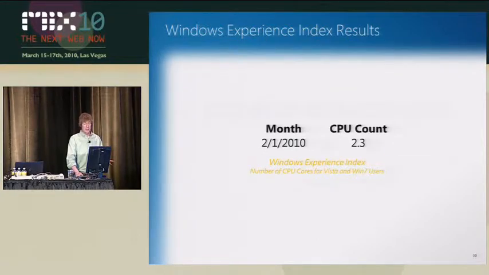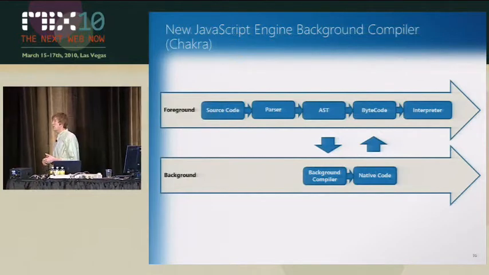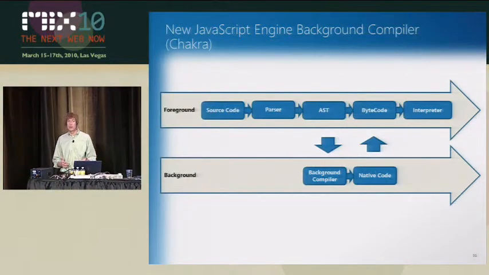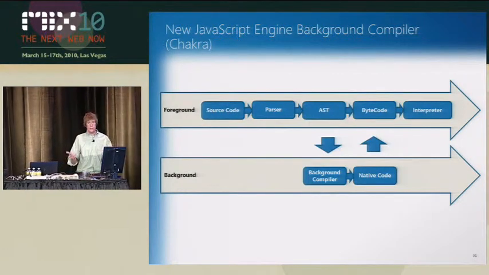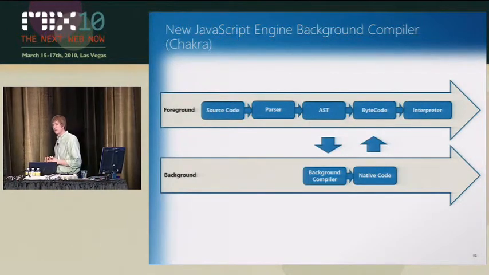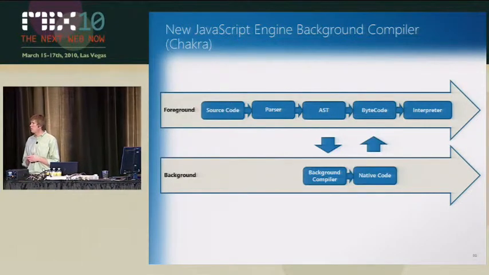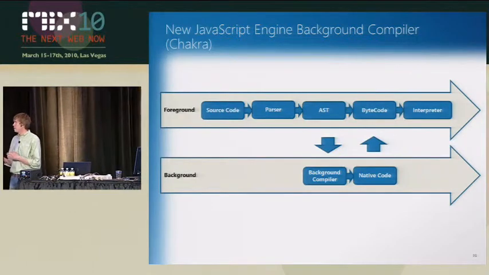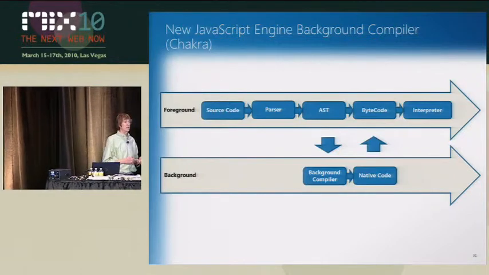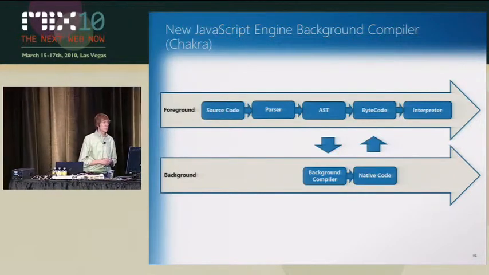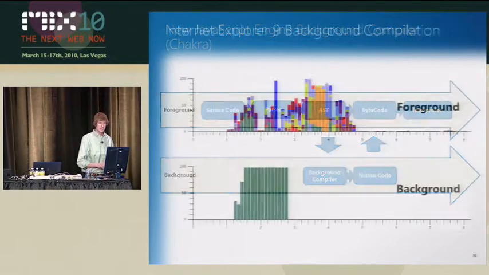With that in mind, we decided to take advantage of that additional processing power and compile all of the JavaScript that comes down off the page in the background. You may have heard it referred to as Chakra, which was the code name for our new JavaScript engine, the full background compilation. We'll compile that JavaScript on the background core, into native code. And as soon as the native machine code is available, the foreground process will take advantage of that, and it will start executing native code rather than interpreting.